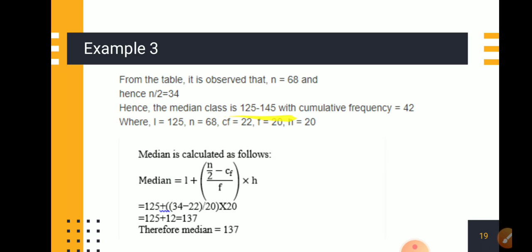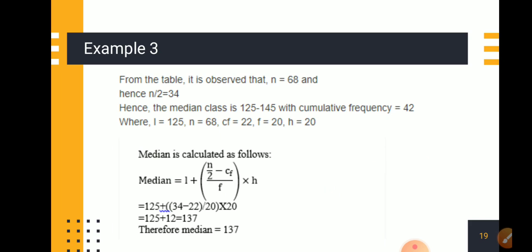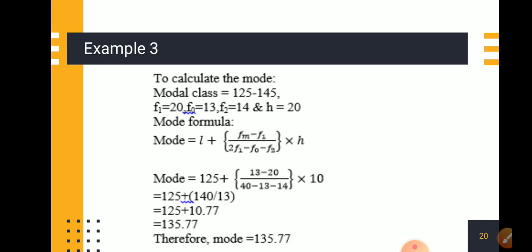So this is the median class 125 to 144, and the cumulative frequency will be of the previous class, plus the frequency will be 20 of the same class. Substituting the values in the formula and simplifying, we get the median 137. To calculate the mode, we use the formula once again.